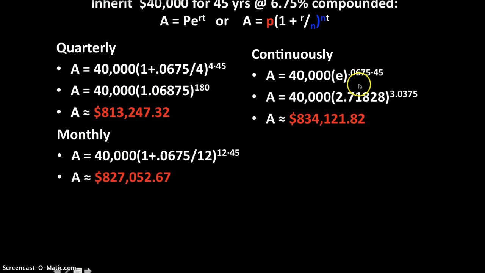Obviously, getting a 6.75 rate would be the goal. And the stock market has averaged that over the last 100 years, almost 100 years. Per year, it's actually a little higher than that. That includes the depression.